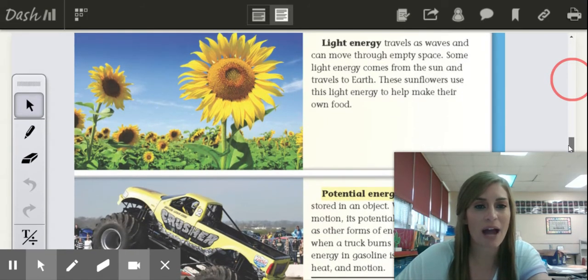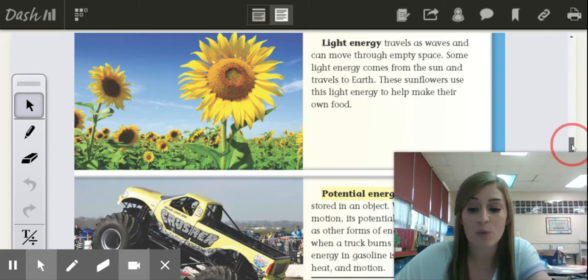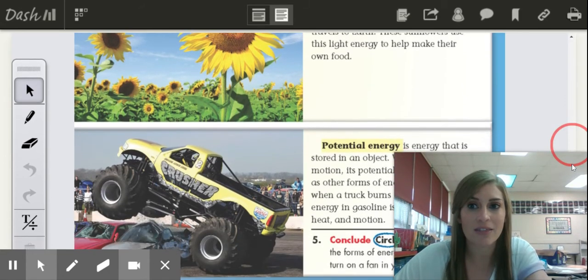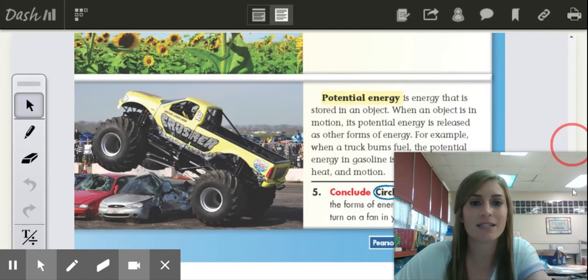Light energy travels as waves and can move through empty space. Some light energy comes from the sun and travels to Earth. These sunflowers use this light energy to help make their own food, and that goes for other plants and trees as well. We will actually learn about that later in the year. It's called photosynthesis.